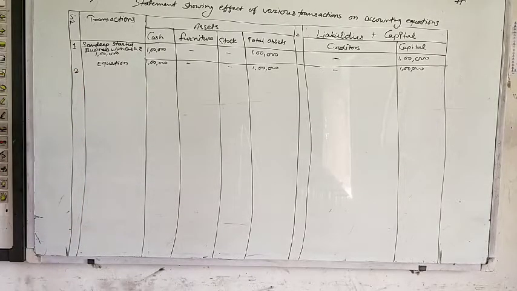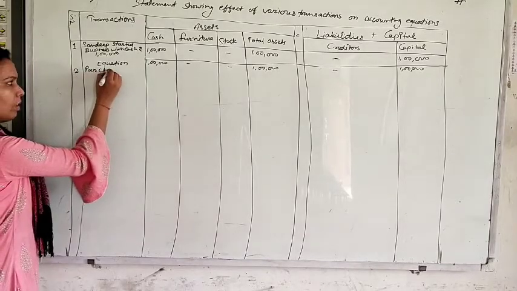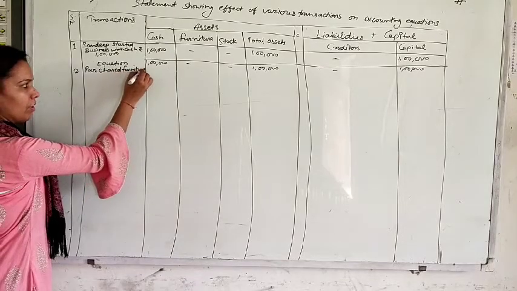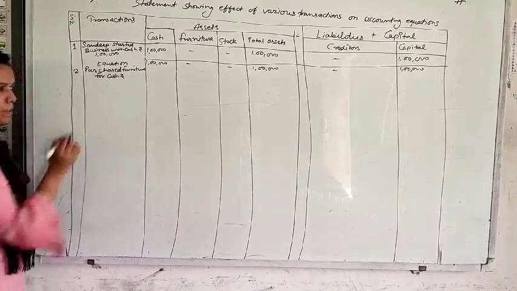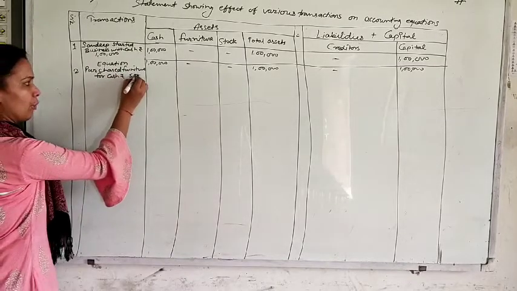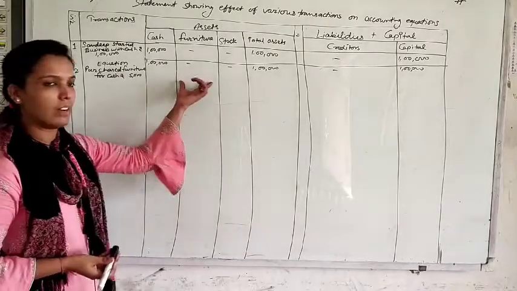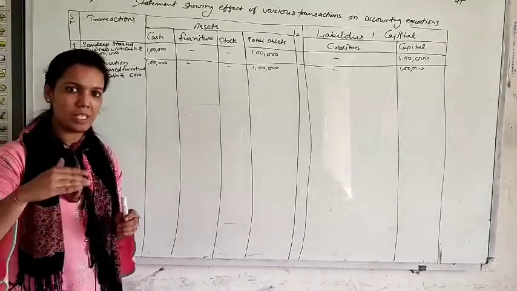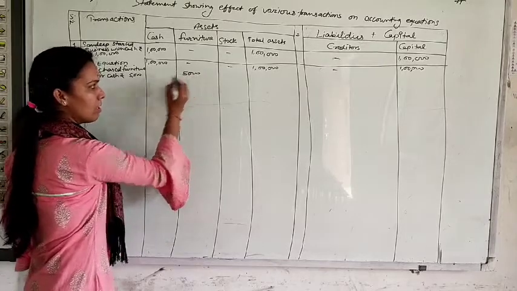The second transaction is purchased furniture for cash, rupees 5,000. You have purchased furniture of rupees 5,000. So two accounts will be affected from this, that is the furniture account and the cash account. If you have purchased furniture, it means furniture increased in your business. So furniture will increase in your business.